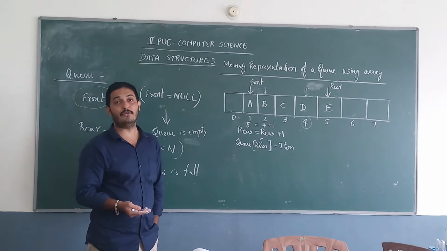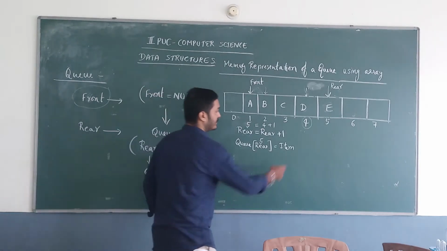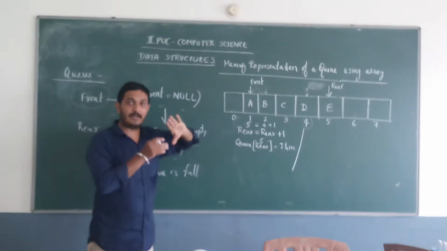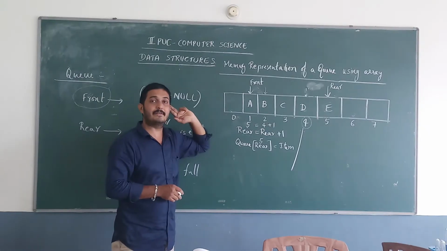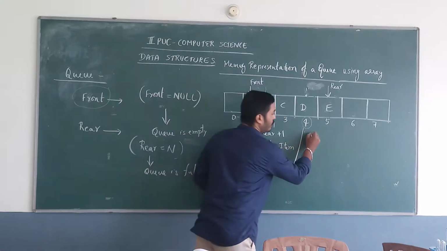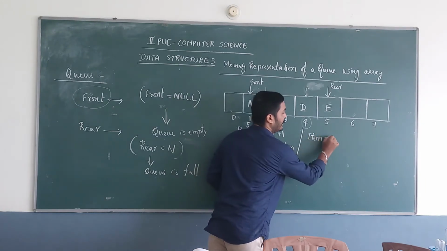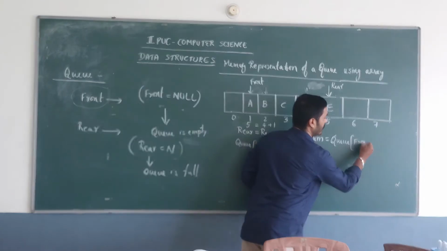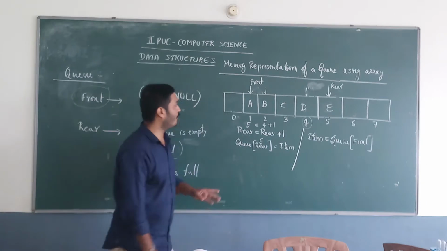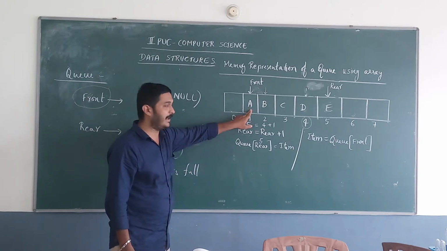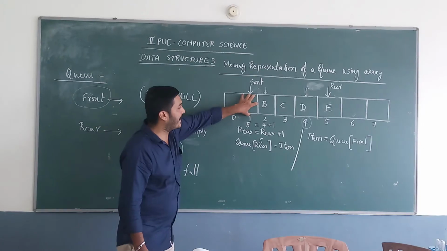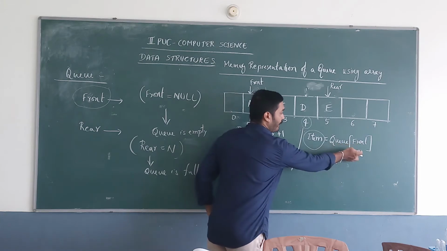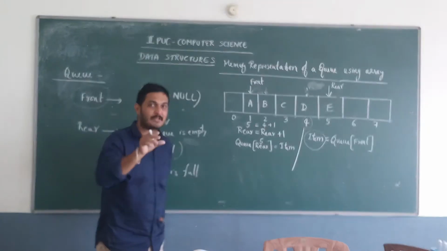Then how to perform Q deletion? Q deletion operation. See, deletion takes place at a particular location, front. So the deletion operation takes place at this location. The first thing is we need to specify the item to be deleted. Item equals Q of front. That means here item equals A. Q of front indicates this particular value. So the item to be deleted equals Q of front, which is pointing to the front location.